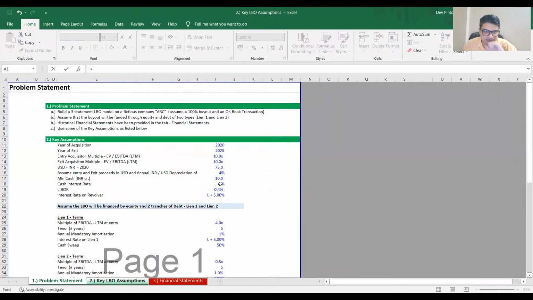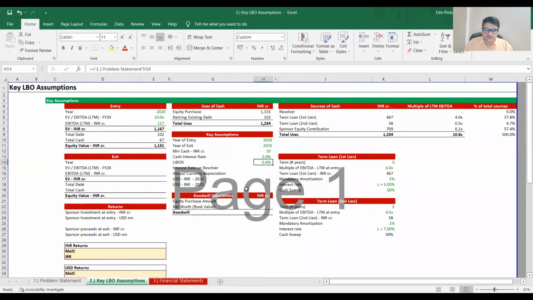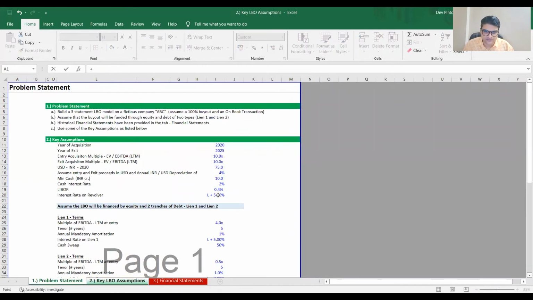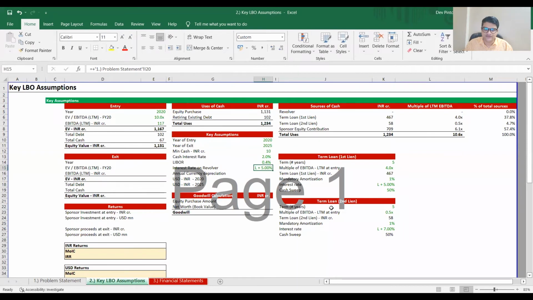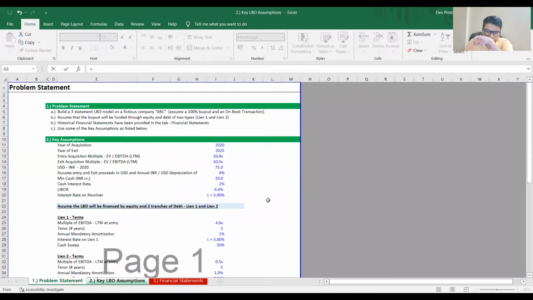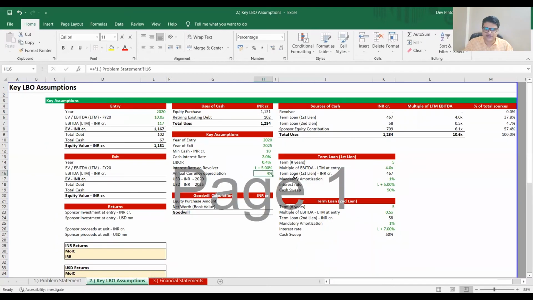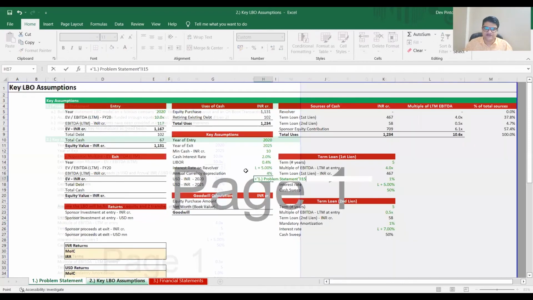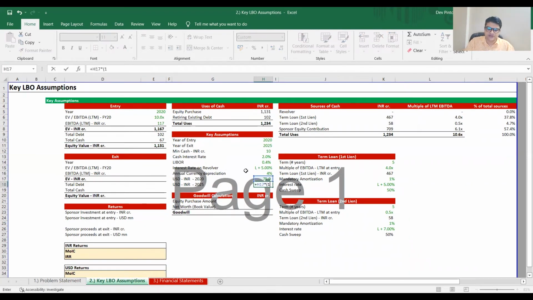LIBOR, what is LIBOR? 0.4. Interest rate on revolver, LIBOR plus 5. Annual currency depreciation, what is the annual currency depreciation? They've told us to assume 4%. USD INR rate in 2020, assume it to be 75, and then at a 4% depreciation, this will be 78 bucks, right? In the ultimate year. So that's fine.